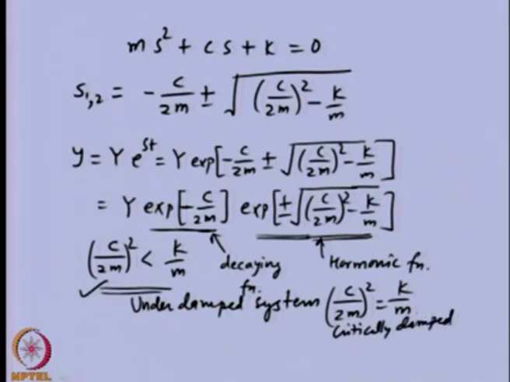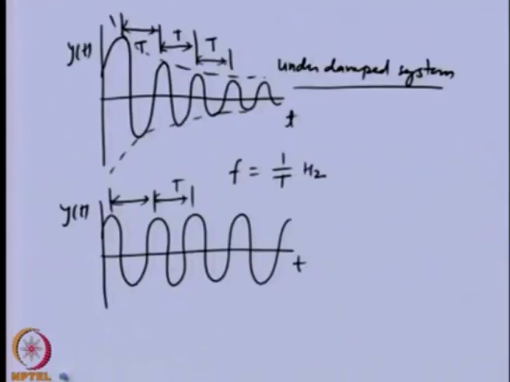Damped system. And the another case in which C by 2m square is more than K by m, that is called overdamped system. And in this particular case, let us see how the response will be for overdamped system.